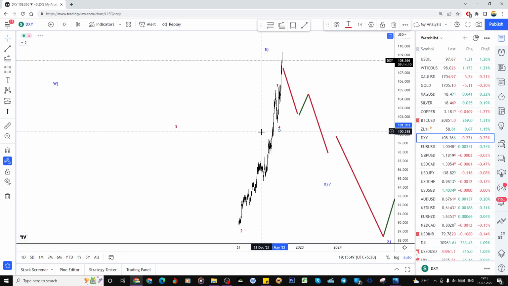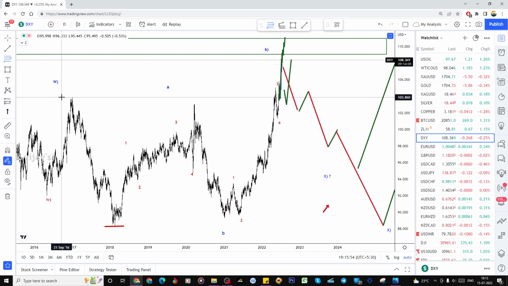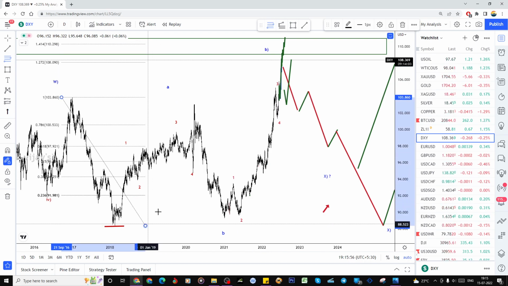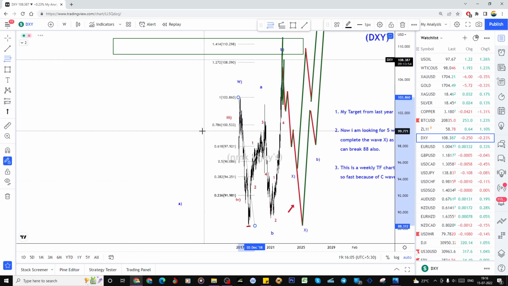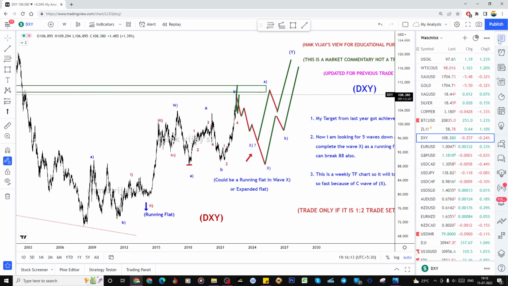In the daily picture, the 5 wave structure is clearly seen, and if we keep this as a Fibonacci retracement, it is nearly at the 1.414, between the 1.272 and 1.414. And why I'm looking at this, I will simply explain again if you are a new watcher to my channel, from the previous analysis I have explained, why I am looking at this kind of structure.